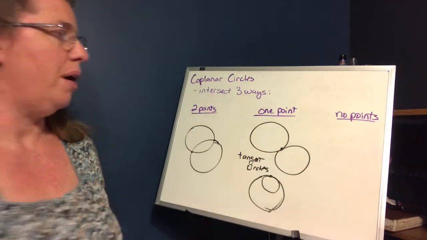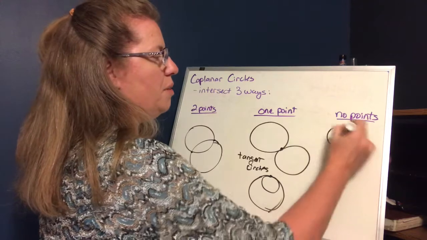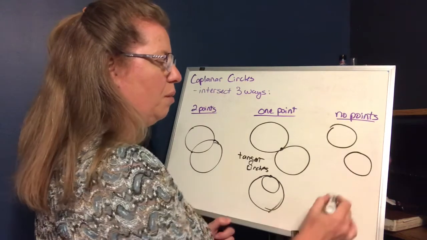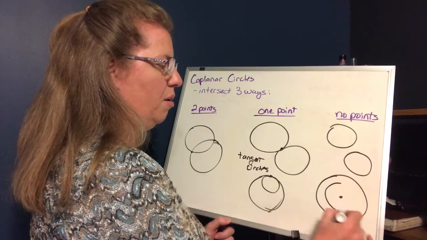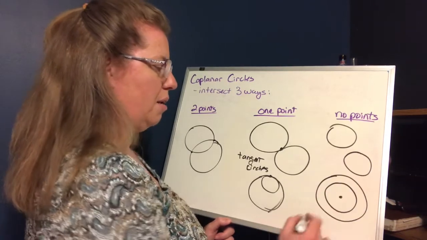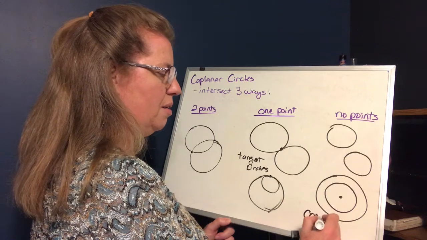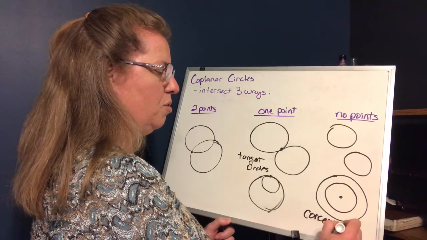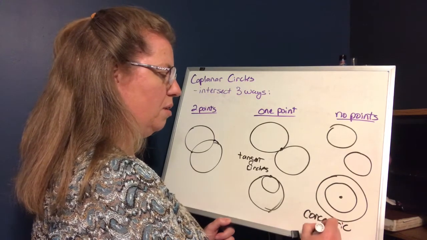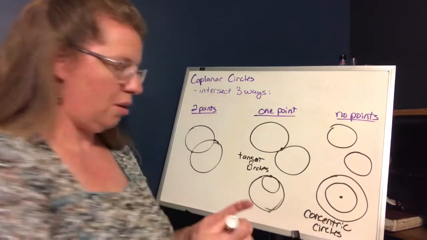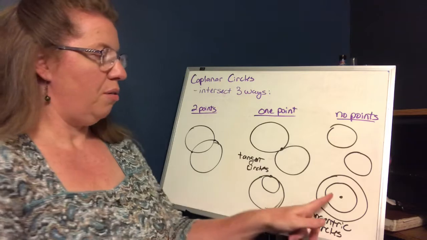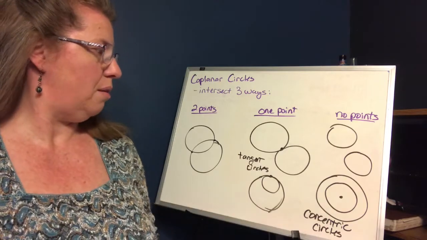And another way they may not touch, obviously, is if they don't touch at all, but sometimes you'll see them inside each other, sharing that center. These are called concentric circles. I do see those. Concentric circles do not touch, they do not intersect, but they share the same center point.